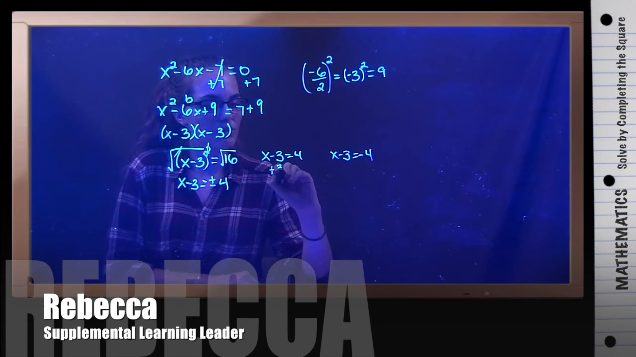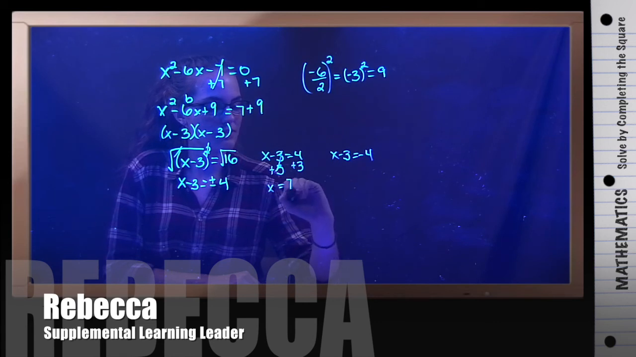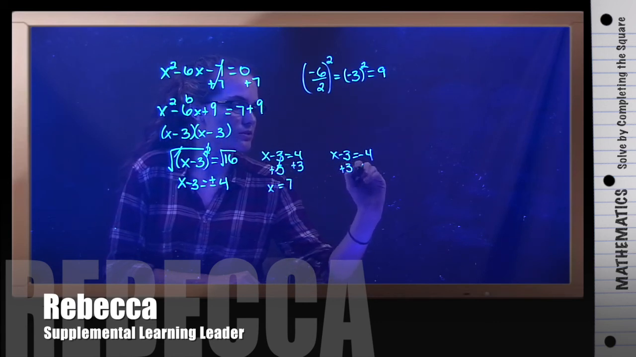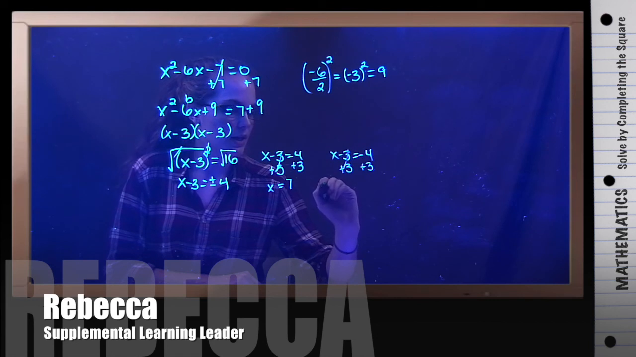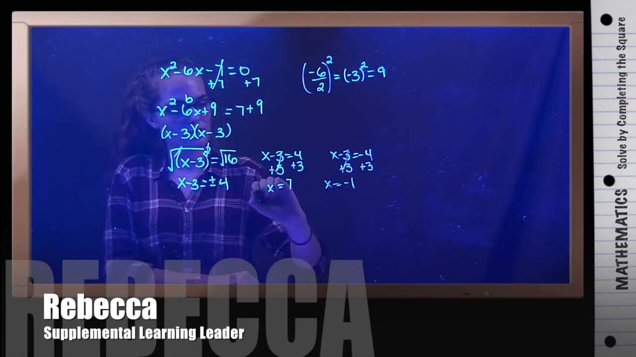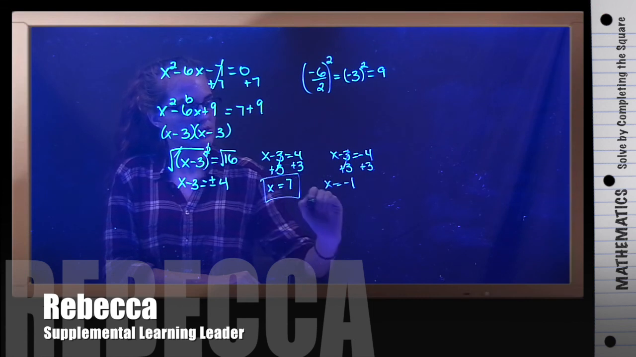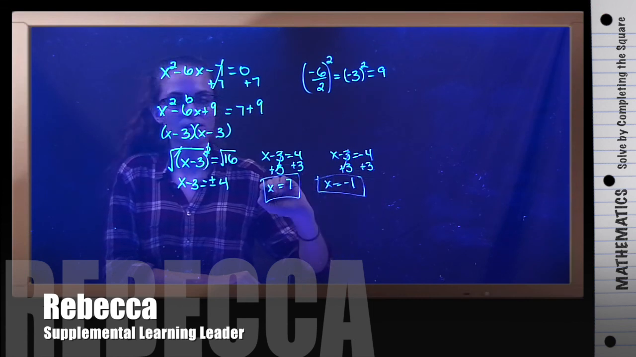Now I'm going to add 3 to both sides. So x equals 7, and add 3 to both sides on this one. And x equals negative 1. So my two answers are x equals 7 and x equals negative 1.